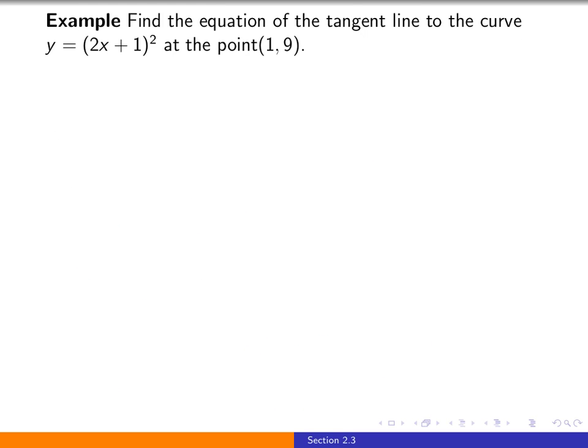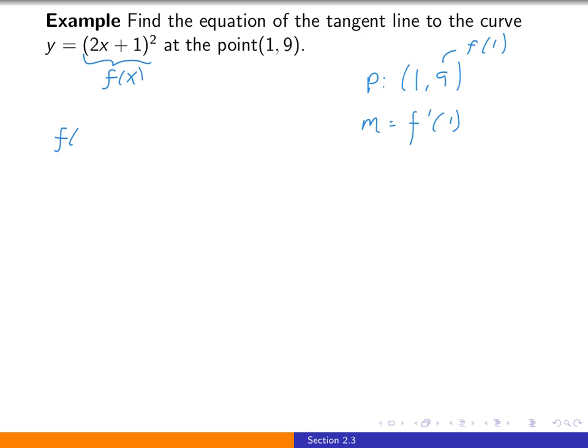So let's find the equation of the tangent line to the curve 2x plus 1 quantity squared at the point 1 comma 9. So the point that we have on our tangent line is 1 comma 9. So the 9 is really representing the value f of 1. What we need to do is determine the slope. Well, the slope is going to be the number f prime of 1, where f of x is the function 2x plus 1 quantity squared.